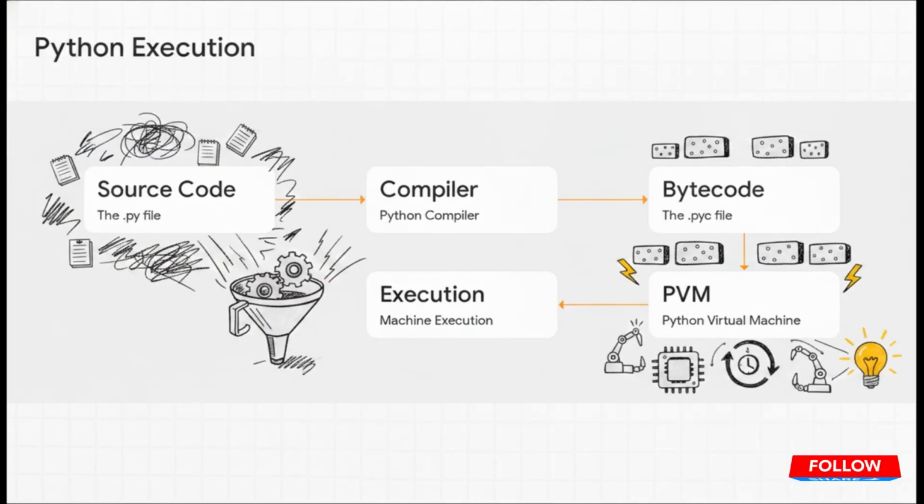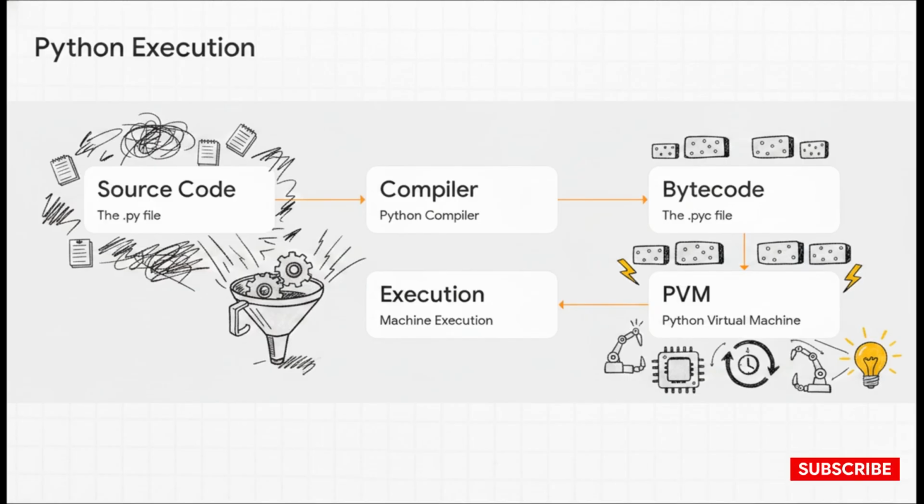Let's break down the actual pipeline so you can see exactly how a Python script runs. First, you've got your source code, your .py file. When you hit run, the Python compiler parses it and translates it into bytecode. That's often saved as a .pyc file. That bytecode is a low-level, platform-independent representation. Finally, that bytecode is shipped off to the Python virtual machine, or PVM.